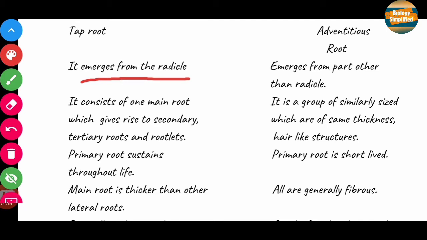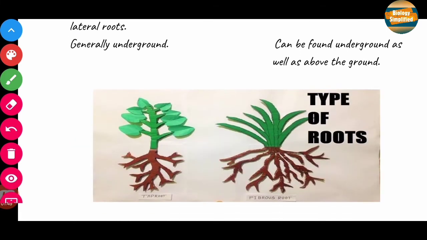But it is not always true. Sometimes only one kind of root arises from the radicle, that is the taproot. So the root which arises from the radicle is called a taproot. It consists of one main root which gives rise to secondary, tertiary roots and rootlets. As I have already told you, there is one main root, as you can see in this diagram.